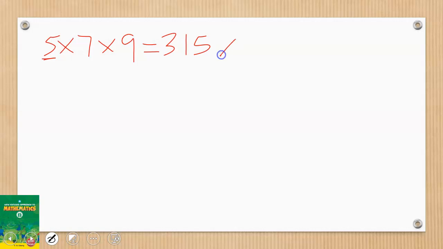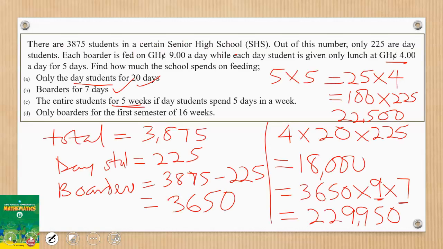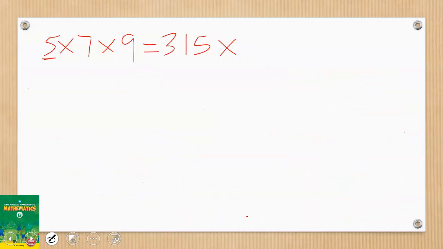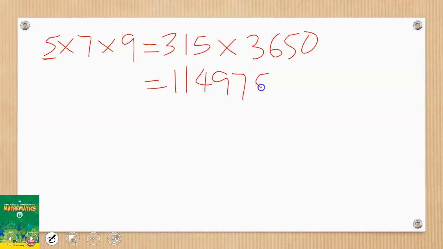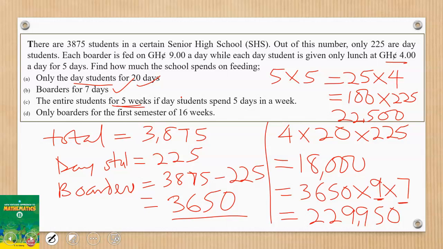So 7 times 5, 35 days times 9. But then how many boarders do we have in all? Now, according to the question, the boarders are 3,650, and so 315 times 3650. Do the calculation very well. You are going to have 1,149,750, which means the total will be 1,149,750.